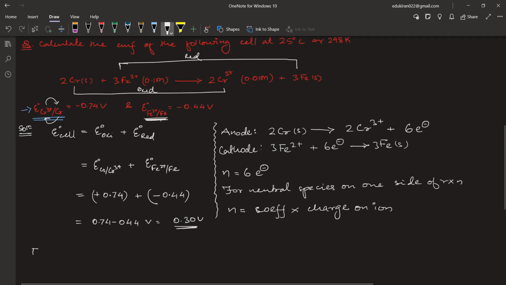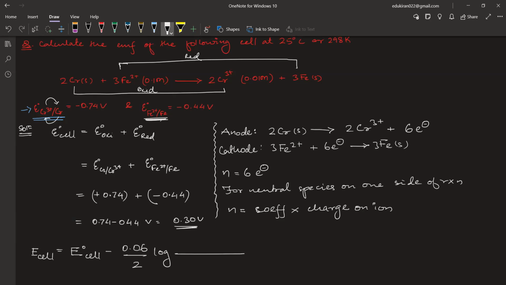Now what you will do? E cell is equal to E naught cell minus 0.06, ही लिखिए आप लोग, divide by n, log of what we will have. See, we will only use Fe and Cr, right? So in the product we have Cr3+ and how much power? Power 2 divided by Fe2+ to the power 3. So how did the n become 2? Oh नहीं sorry, my bad. 2 नहीं होगा, 6 होगा, my bad. Sorry. Okay.